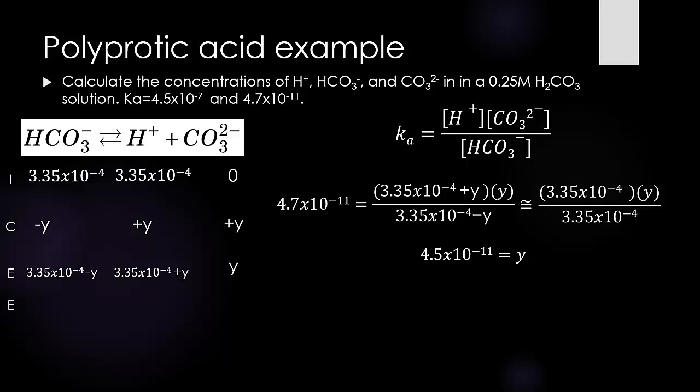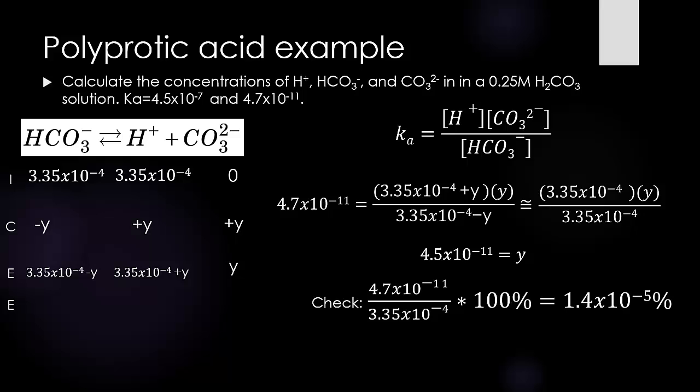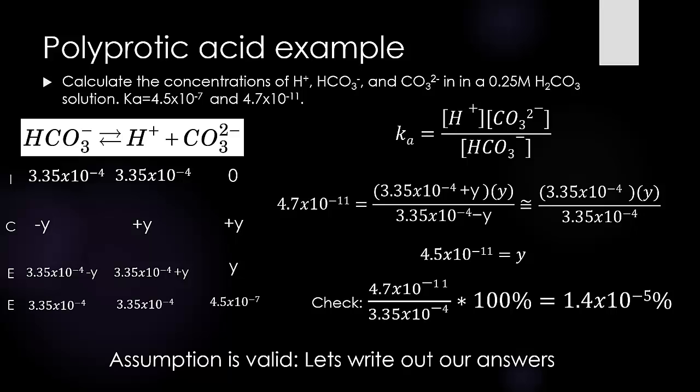Now, like always, we must check that our assumption is valid. We put Y over our initial value of HCO3-, giving us this incredibly small number, validating our assumption. We can now solve for the equilibrium values of the species, and all that is left is to sort through the work for our final answer.